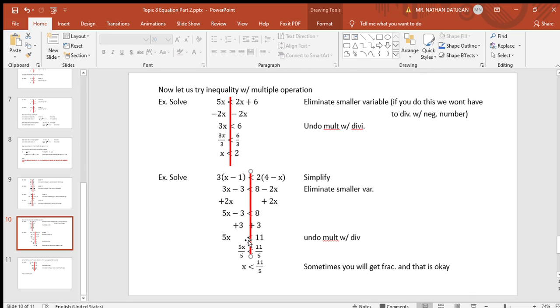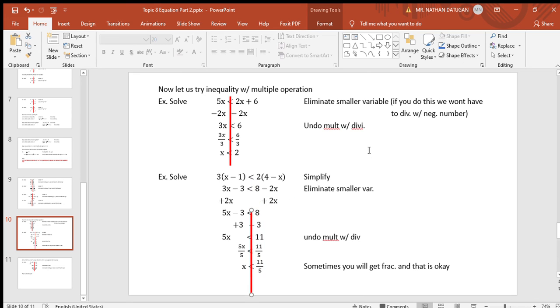Now we have 5x. Now we want to simply get rid of that 5. To do so, we are going to divide both sides by 5, and you're going to be left with x is less than 11 over 5. So here are the steps.